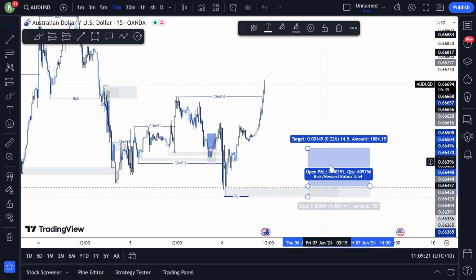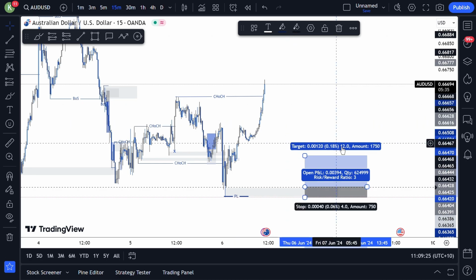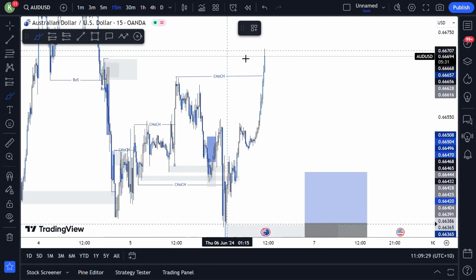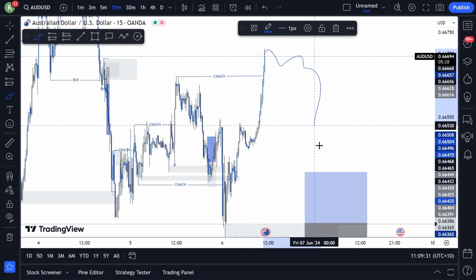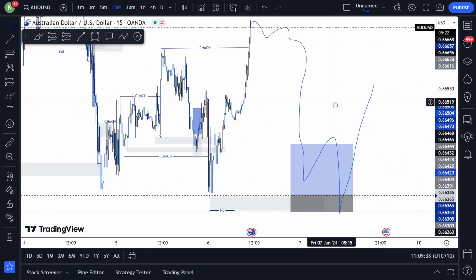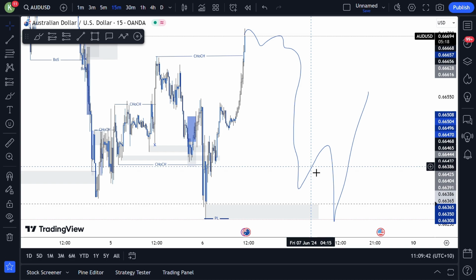If I can get that on the dot, which I can't. So then that's what that's going to look like. And then what we're going to want to see is this start to curl over, come down, bit of liquidity, tap in, and then go. That's what we're going to look for today, until proven otherwise.